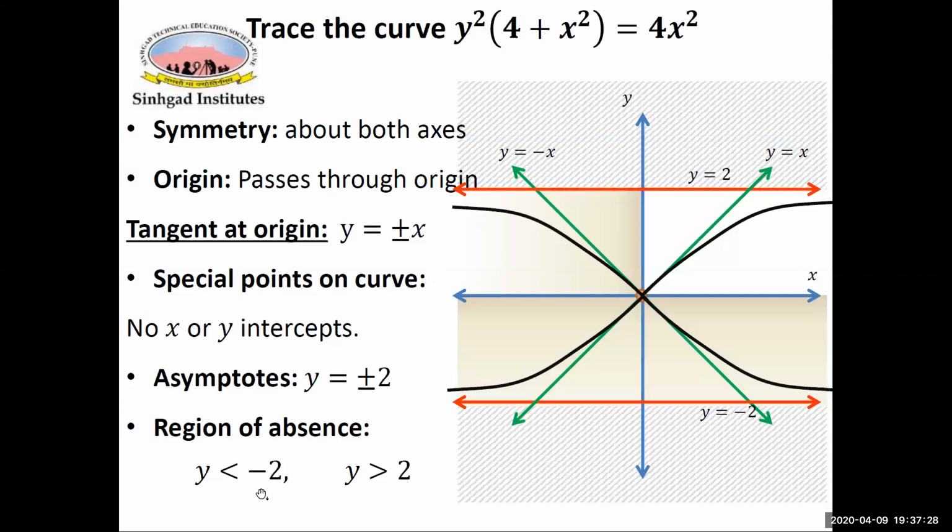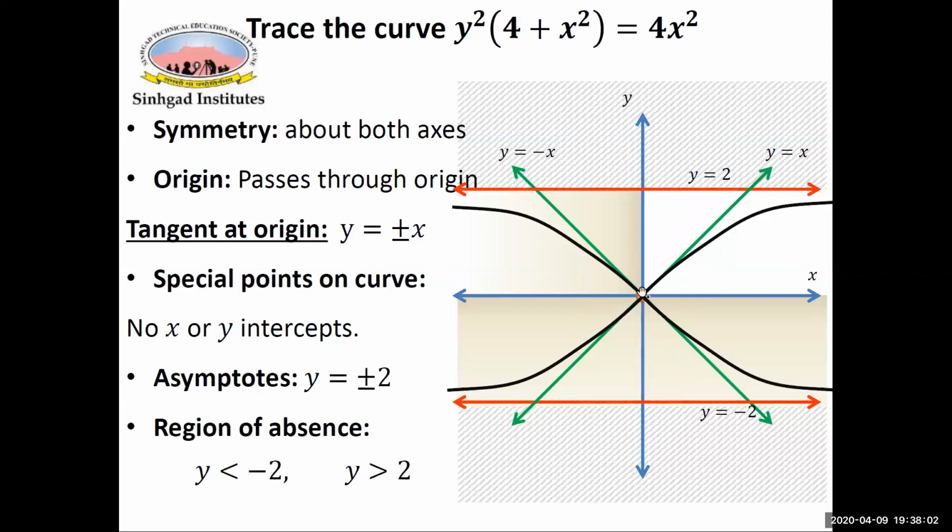Then the region of absence, we have to find. y equal to 2 and y equal to -2 are the asymptotes, which means we divide the region into 4 or 5 different parts very easily: before -2, -2 to 0, then 0 to 2, and 2 to infinity. Definitely it will not exist above 2, above -2 and below -2 and above 2.